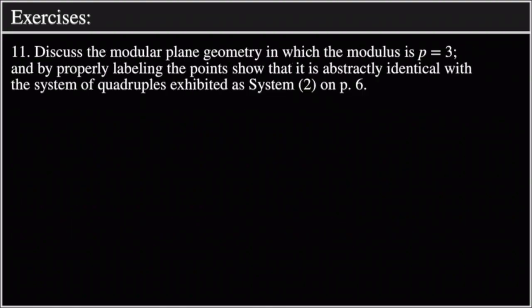11. Discuss the modular plane geometry in which the modulus is p = 3. And by properly labeling the points, show that it is abstractly identical with the system of quadruples exhibited as System 2 of page 6.